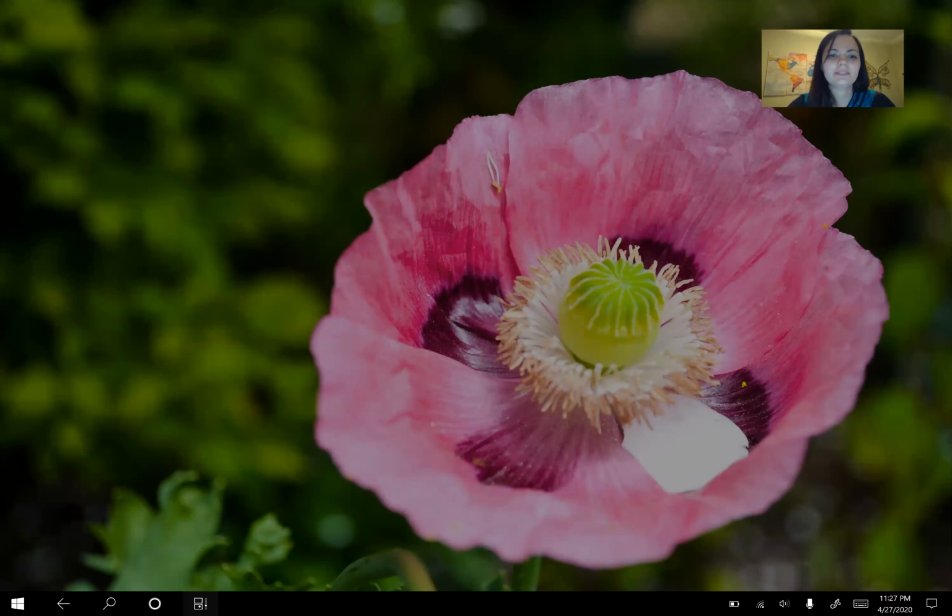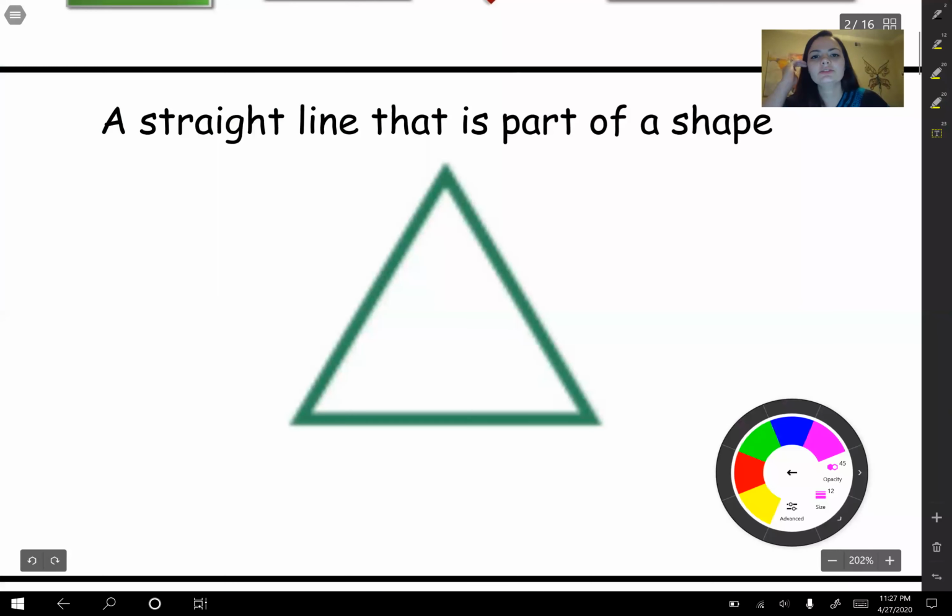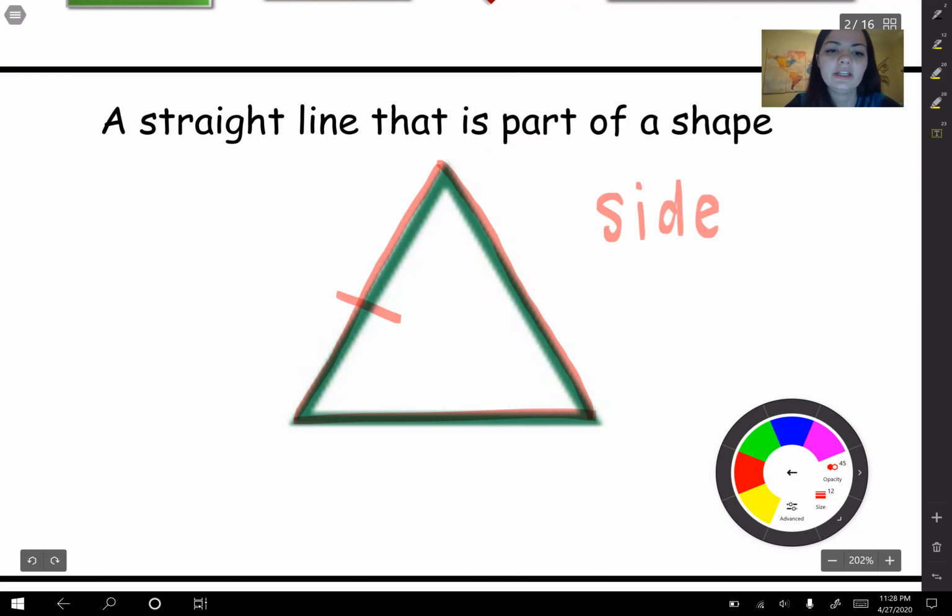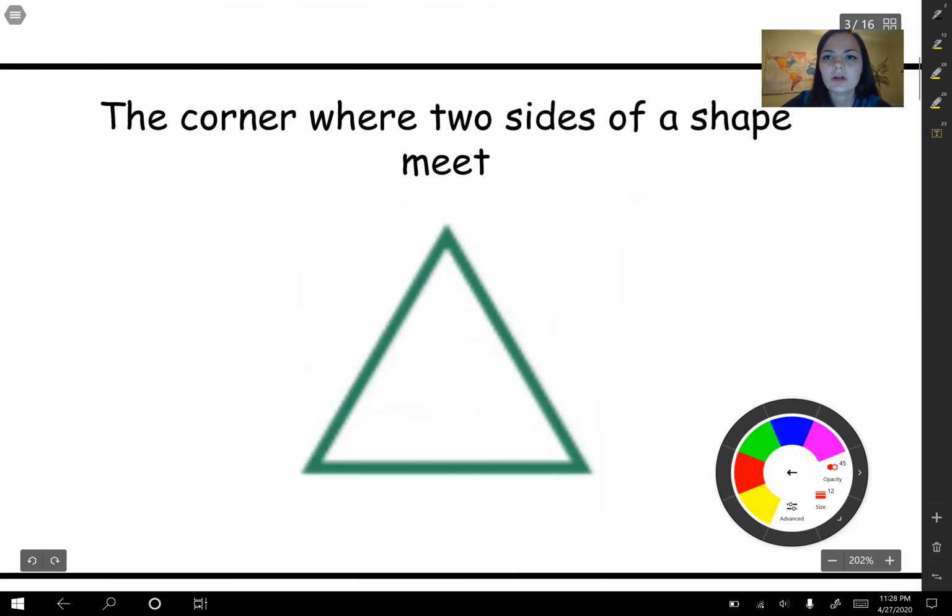So, shapes. There is a word that means a straight line that is part of a shape. The straight line that is part of a shape is called the side. And if we were to count these, 1, 2, 3, we would see that there are 3 sides, okay? The next definition we have is the corner where 2 sides of the shape meet.